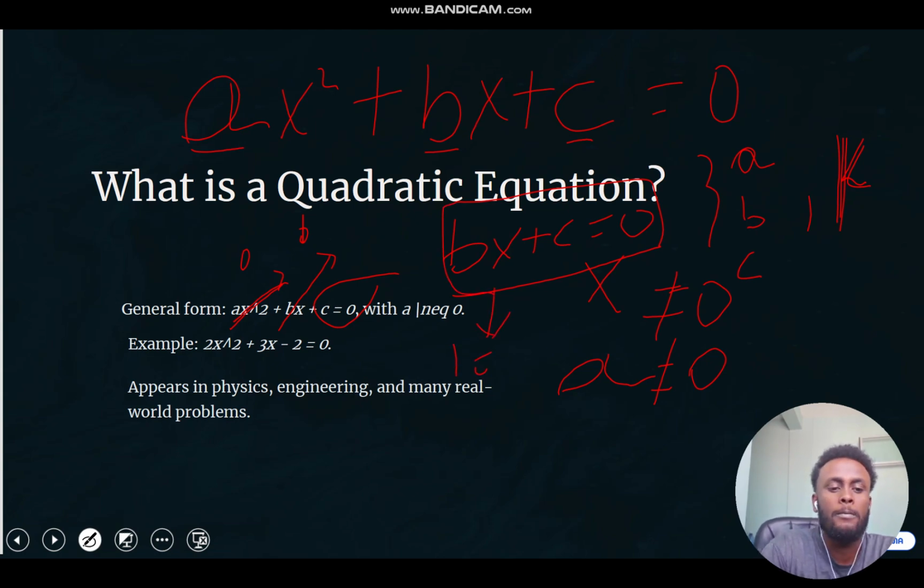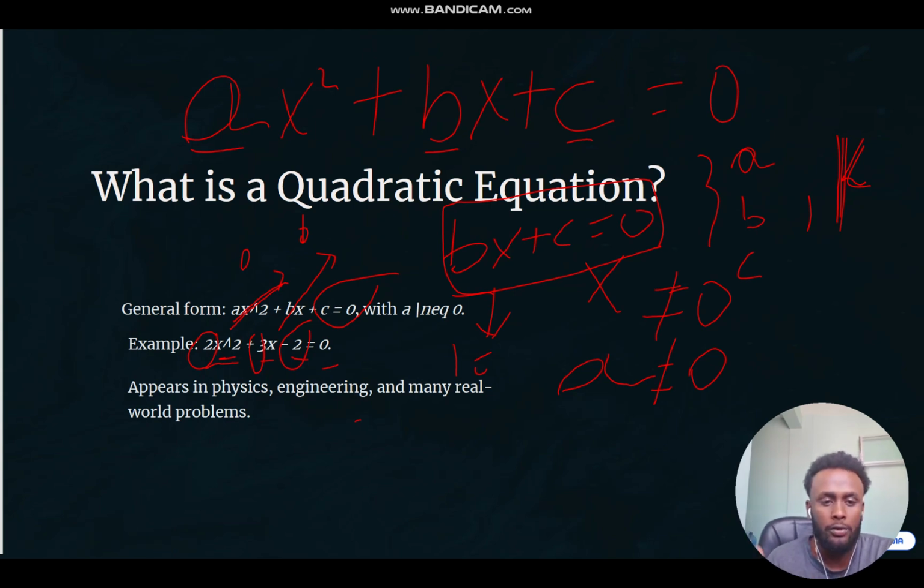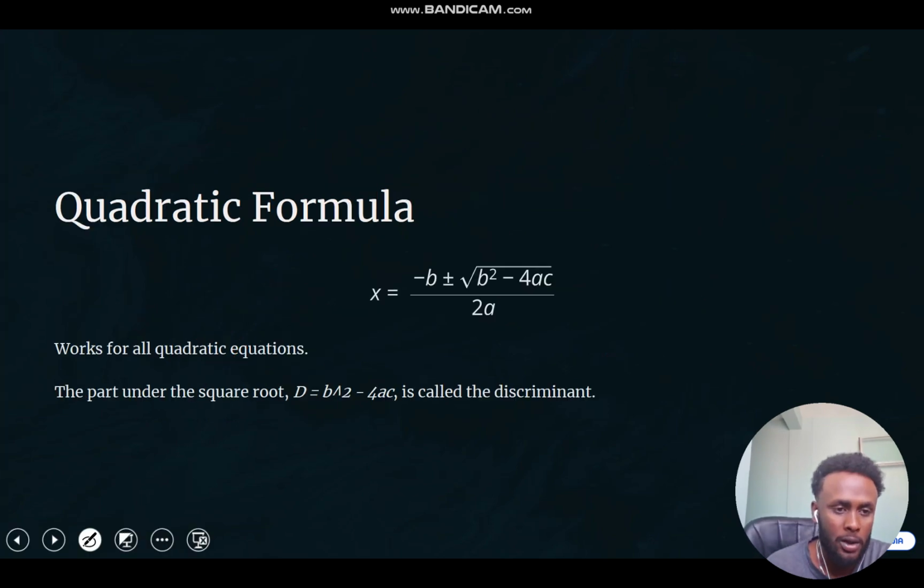So based on this, we can have an example. For example, 2x squared plus 3x minus 2 is equal to 0. A, b, and c are constants, while the only variable here is x. So based on this, we can solve many problems. Quadratic equations appear in physics, in engineering, and many real-world problems as well.